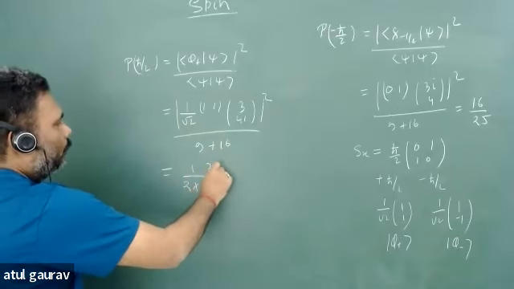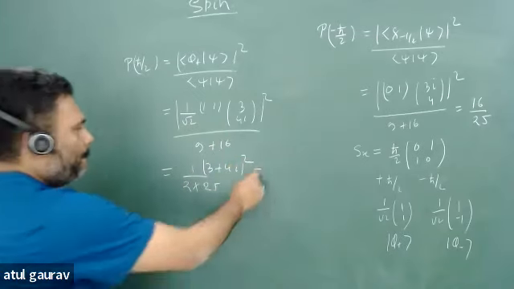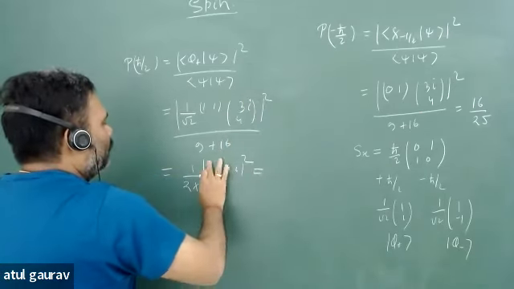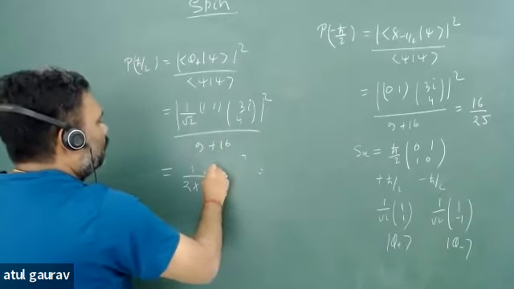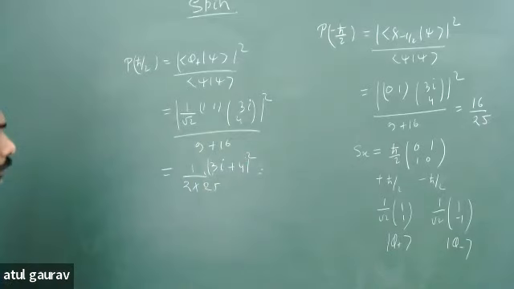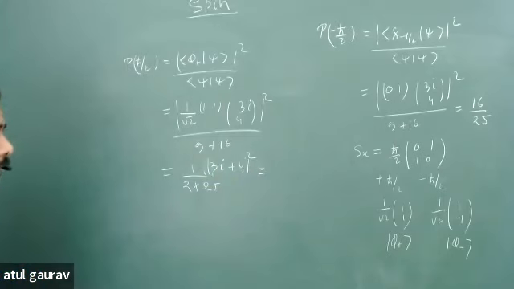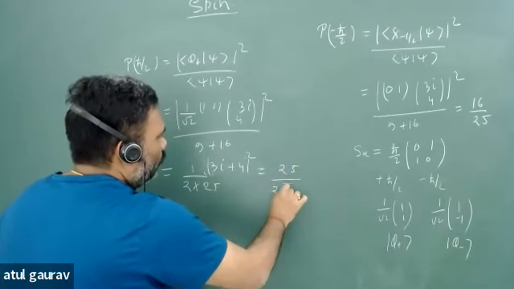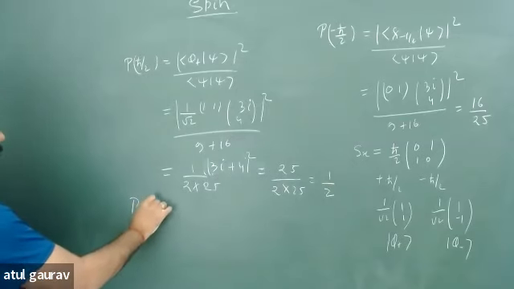And what will come in the numerator? The mod square of 3 plus 4i. What is the mod square of 3 plus 4i? Sir, it was 3i plus 4. Okay, 3i plus 4, that is 4 and 3i, so 4 plus 3i. What will we get? Its mod square is 25. So you always have to take care of the calculation. 25 over 2 into 25, that is 1 by 2. And what should be the probability of minus h cut by 2?